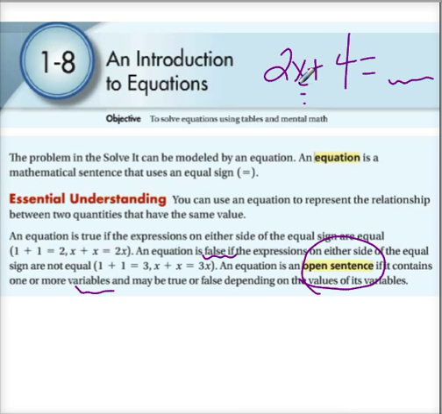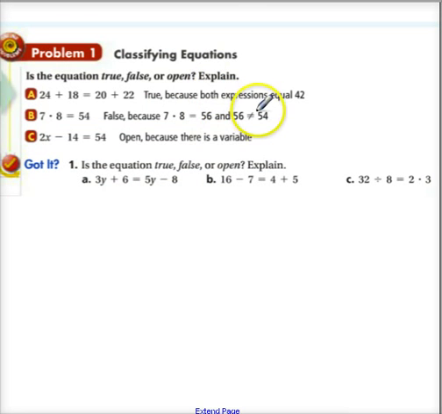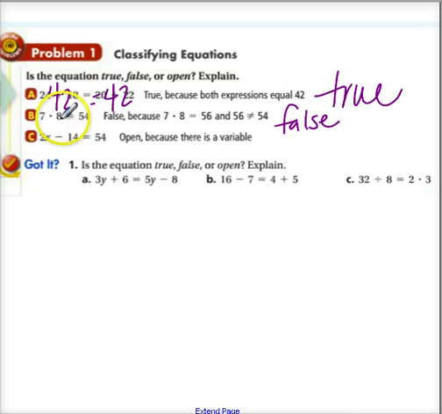Let me show you what I mean. If we were classifying these equations, true, false, and open are our options. 24 plus 8 equals 20 plus 22. Well, this is a true equation because if I do the math, both sides equal 42. B, 7 times 8 equals 54. Well, that is false because 7 times 8 actually equals 56. So these are not equal.